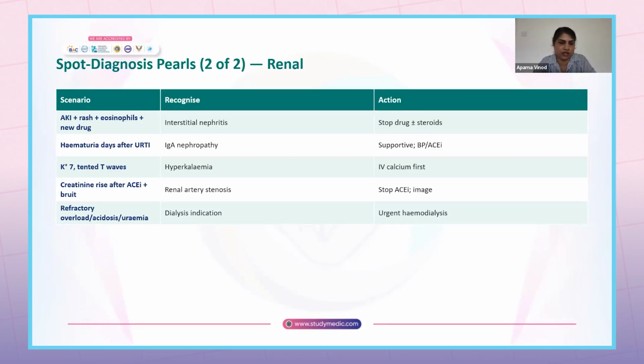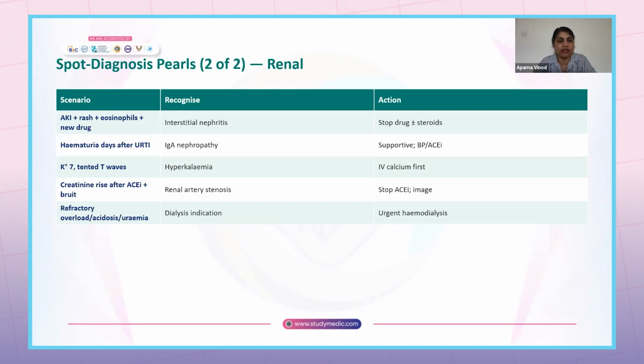In renal artery stenosis, the question will show a steep rise in serum creatinine and bruit after initiation of ACE inhibitors. The treatment is to stop ACE inhibitors, image and revascularization where necessary.